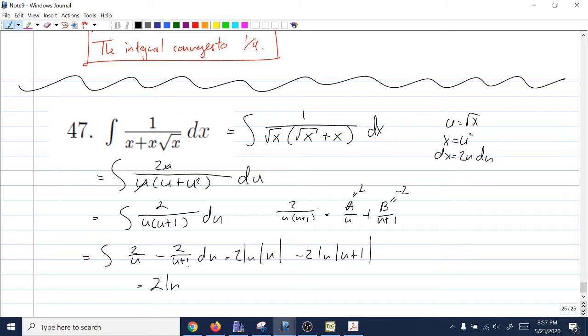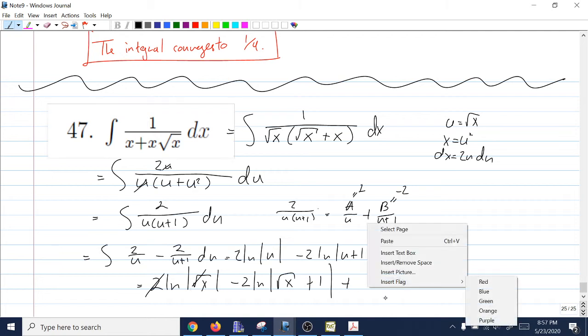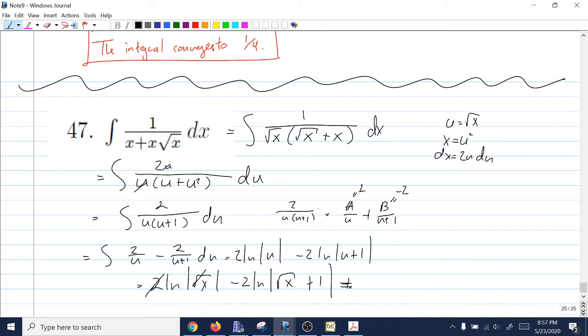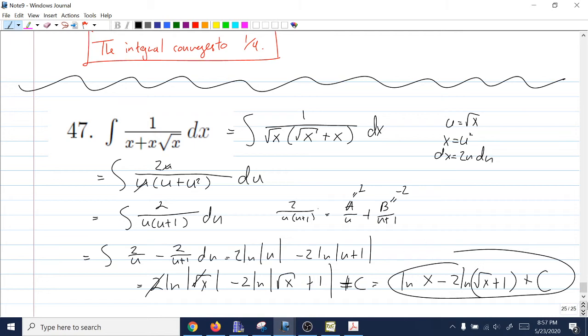I get 2 natural log absolute value u was root x minus 2 natural log absolute value root x plus 1. The 2 cancels with the square root here. This is just natural log x plus c. I get natural log x minus 2 natural log root x plus 1 plus a constant. Root x plus 1 is only positive, so I don't need the absolute values.